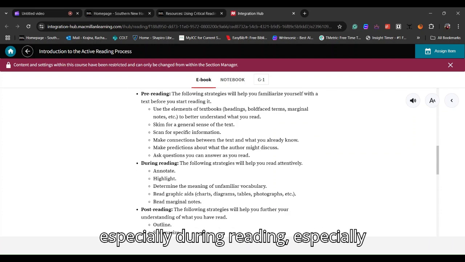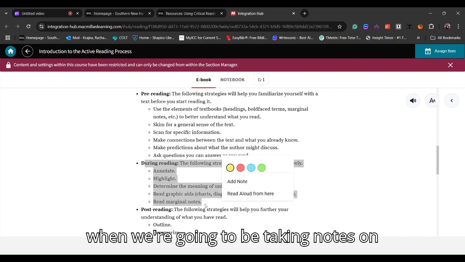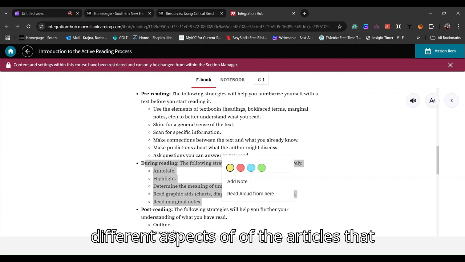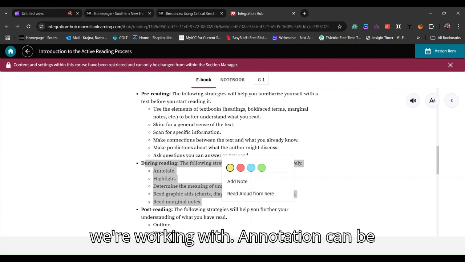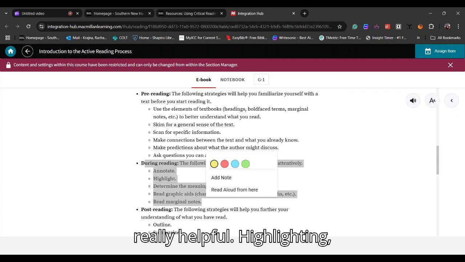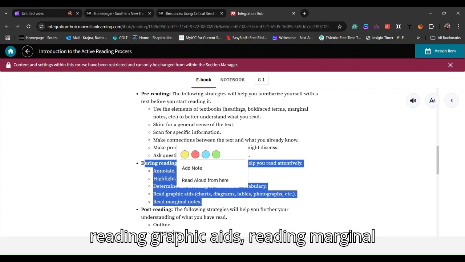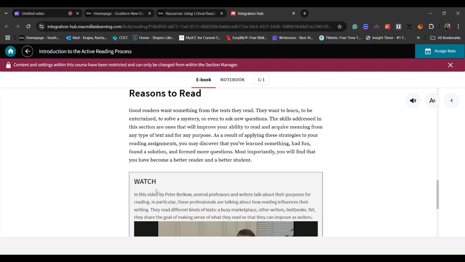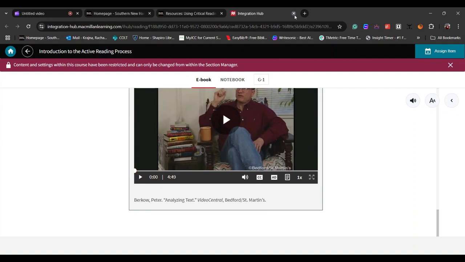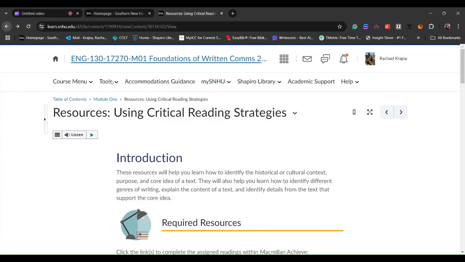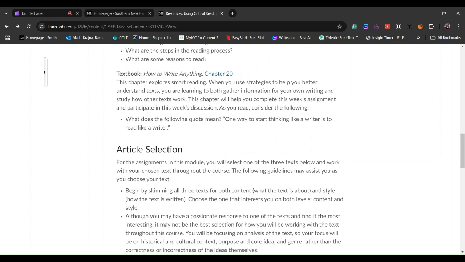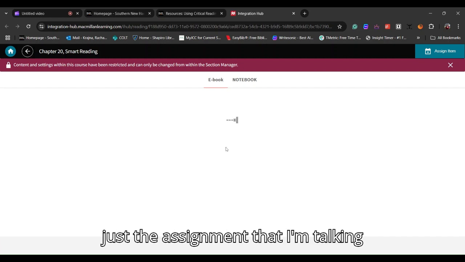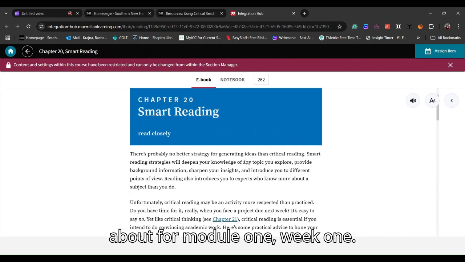This can be really helpful, especially when we're going to be taking notes on our articles and talking about different aspects of the articles that we're working with. Annotation can be really helpful: highlighting, reading graphic aids, reading marginal notes, and then post reading. So, reasons to read. And lastly, our chapter 20. This is just the assignments that I'm talking about for module 1, week 1.